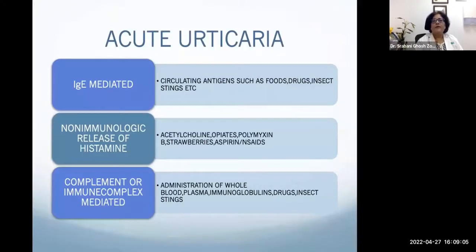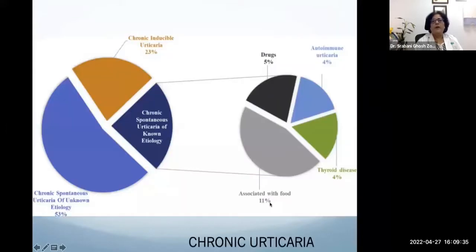So acute urticaria can be IgE mediated through circulating antigens such as food, drugs, stings. Then you can have non-immunologic release of histamine with acetylcholine, opiates, polymyxins, strawberries, NSAIDs, aspirin. Complement or immune complex mediated urticaria we can see with whole blood administration, plasma, immunoglobulins, drugs, insect stings, and so on. And of course, in chronic urticaria, we are not so lucky.